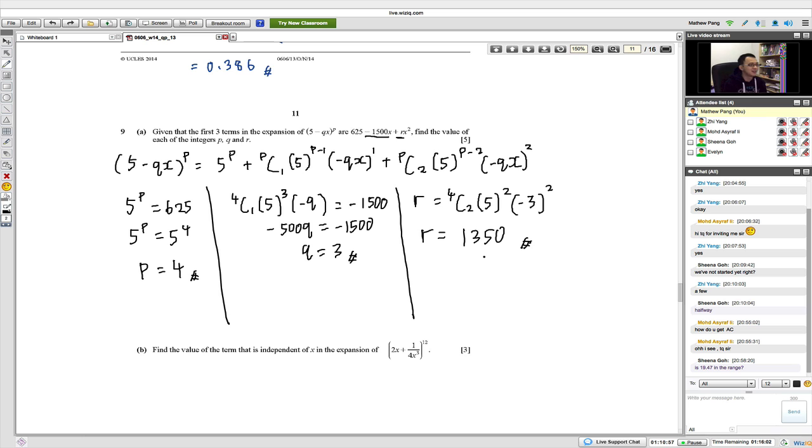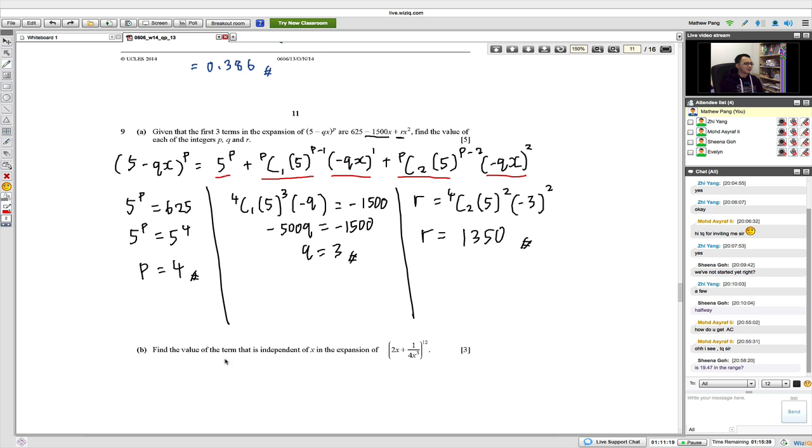But the only problem is a lot of students cannot expand the binomial like this, because whenever they see p and q unknown, sometimes they actually get stuck somewhere. They do not know how to do this one. So make sure you understand how to do it, because it's not really hard.